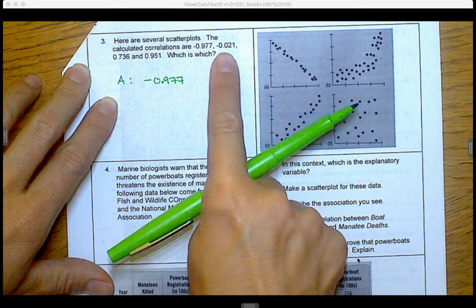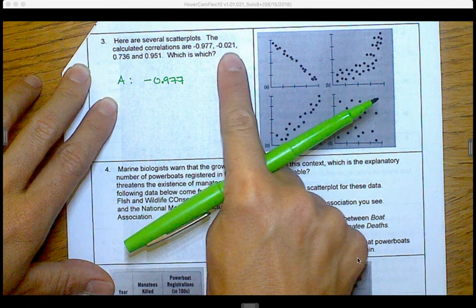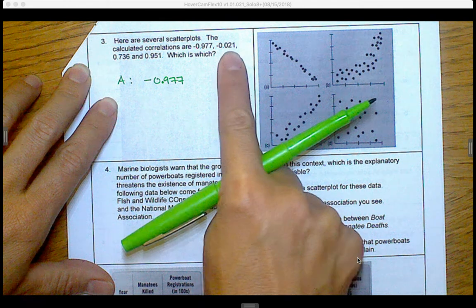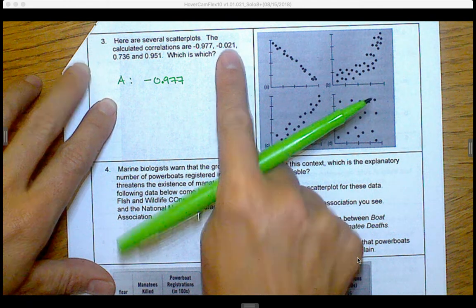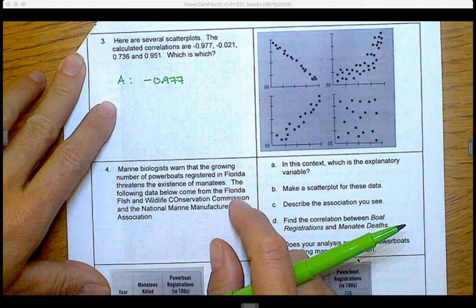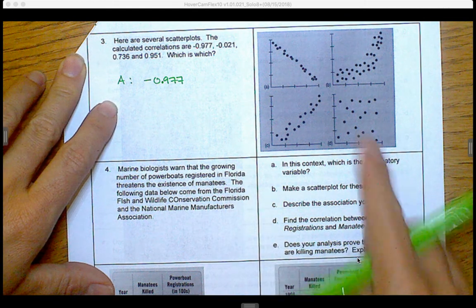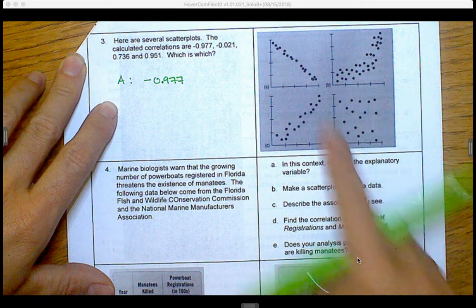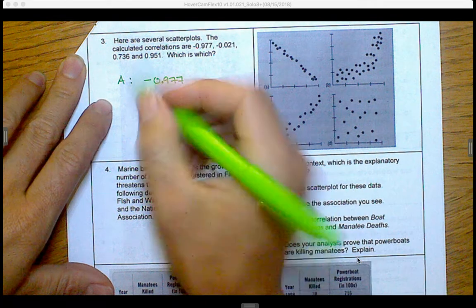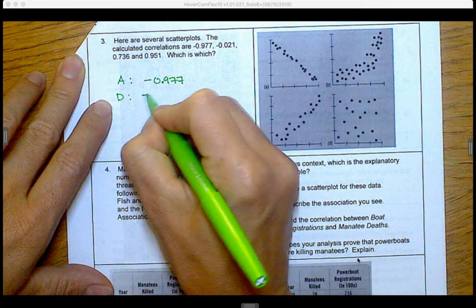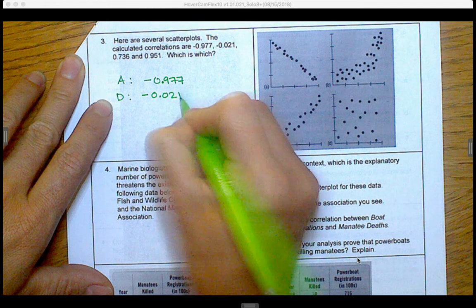Now, this one is telling me there's a very, very weak correlation. I know it says negative, but it's so close to 0 that you're almost not even going to be able to see a trend, whether it's negative or positive. So weak, very weak. Right there. So D is going to be negative 0.021.